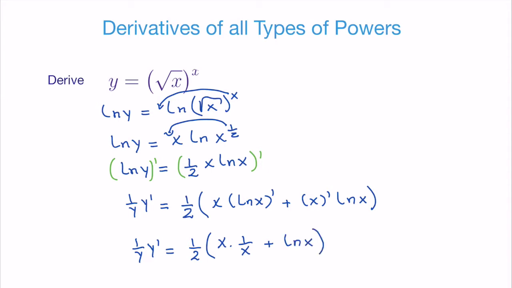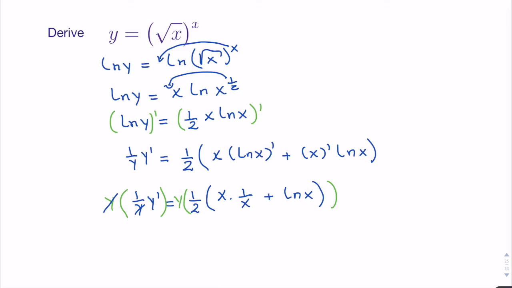We multiply both sides by y. The y's cancel out, so the derivative of y equals, y is the original function, so this is square root of x to the x times, the x's cancel out, so this is 1 plus ln x, and this is our derivative.